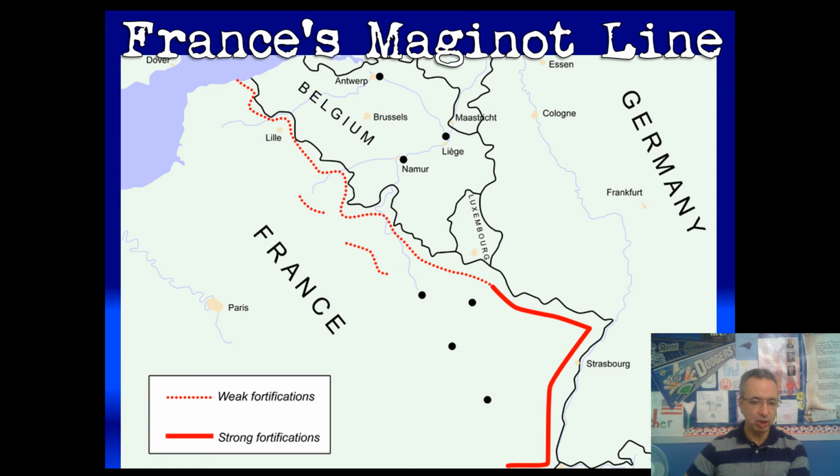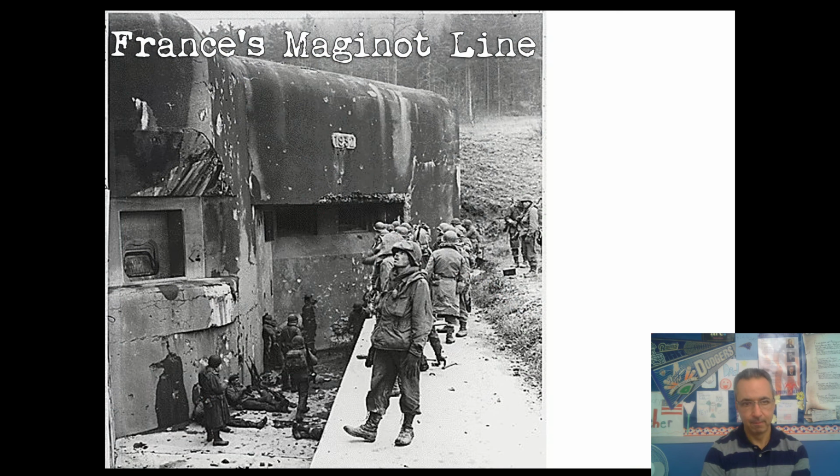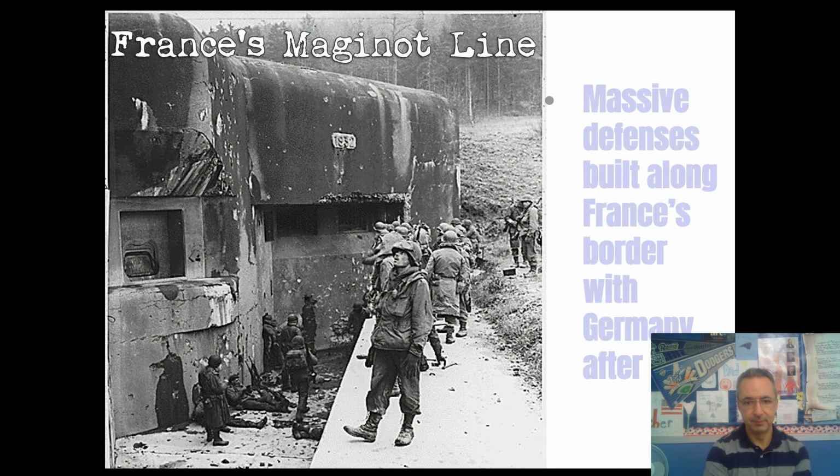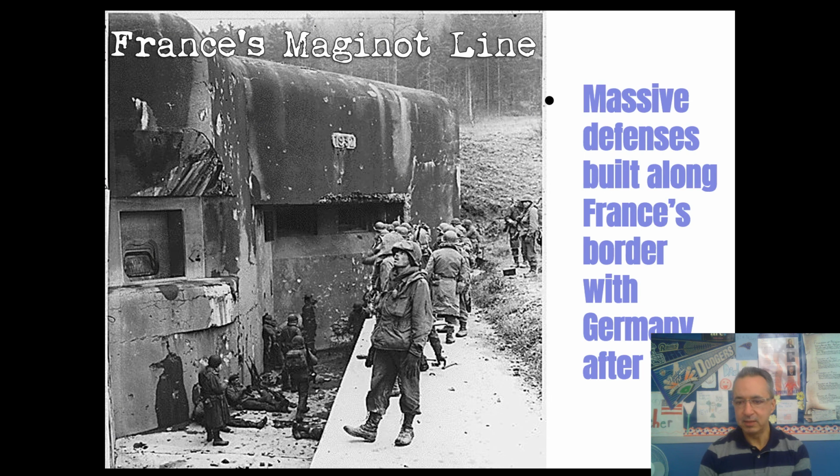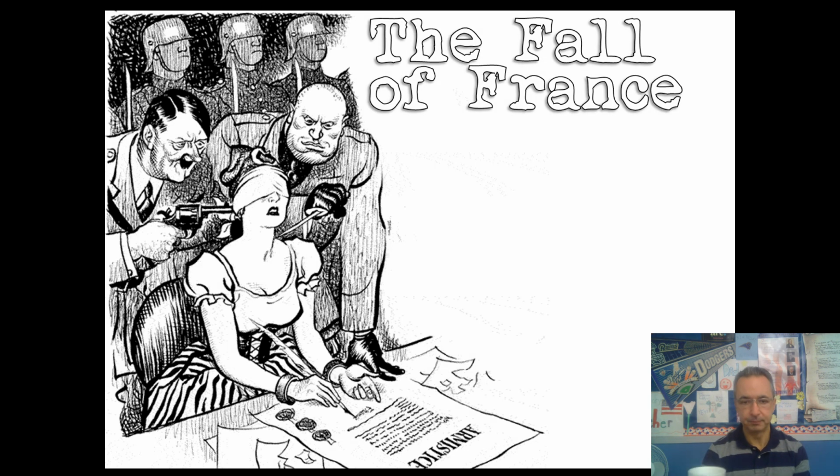The French, not really being a good student of history, kind of assumed that the Germans would just come straight across the French and German border. Of course, they did not. They went through Belgium and swept through Belgium towards Paris. So there's a visual image of the Maginot Line. These are the massive defenses built along France's border with Germany after World War I.